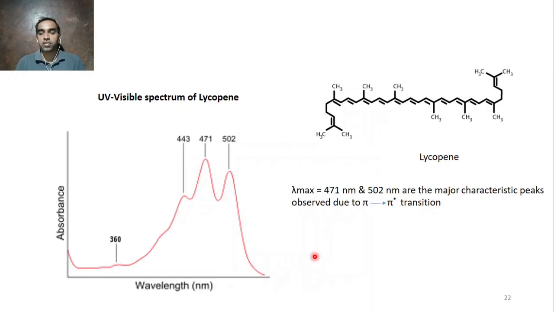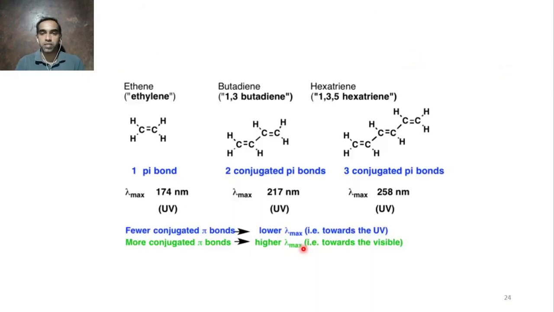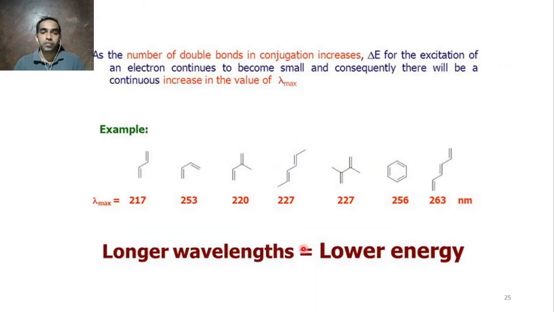So extended conjugation, what it does, as the number of conjugations increases, there is a bathochromic shift and there is an increase in epsilon max, that is nothing but hyperchromic shift, hyperchromic and bathochromic shift. And these are some more examples you can refer.